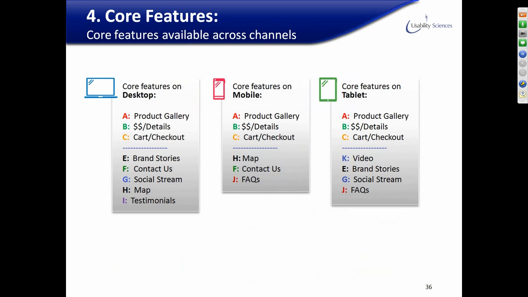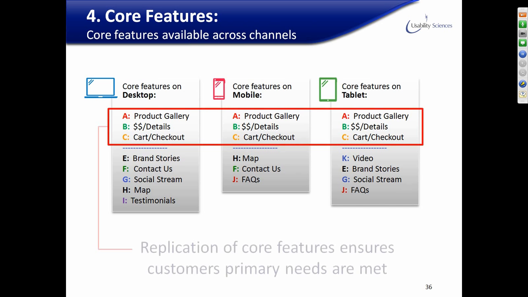Best practice number 4, core features. And what we mean here is that core features should be available across channels. So we take a look at the digital channels here, desktop, mobile, and tablet. And regardless of how you choose to target those features and prioritize them based on user need, there are core features that should be replicated reliably across each of the different devices. And this really is to ensure that customers' primary needs, especially when it comes to shopping, are being met. So let's take a look at some examples here.